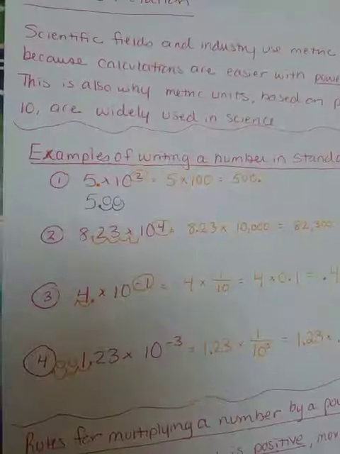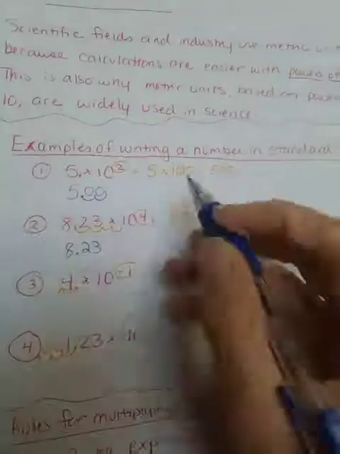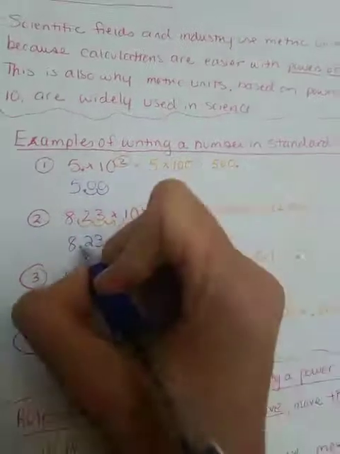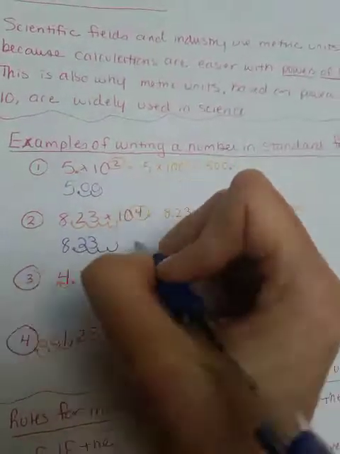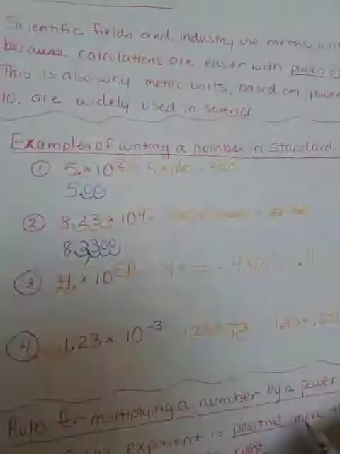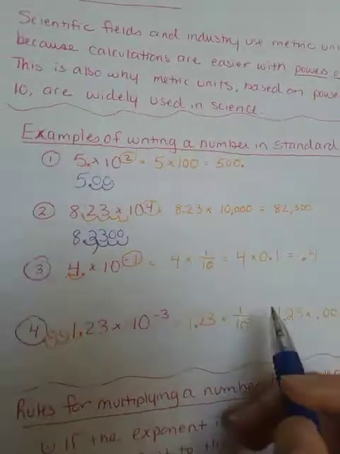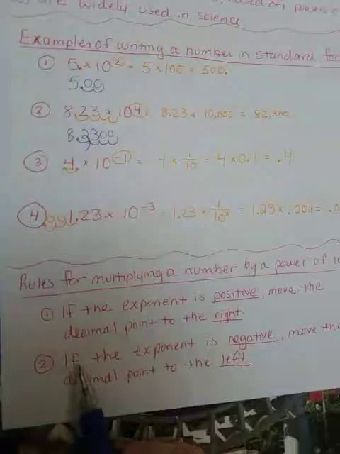500. For 2, where we had 8.23, the exponent is 4. That means you have to move the decimal 4 to the right. 1, 2, 3, 4. And you put the zeros in the empty spots. We get 82,300. Same answer.